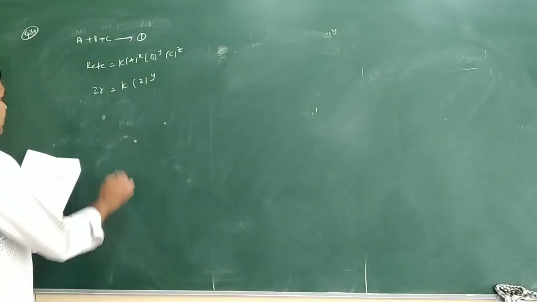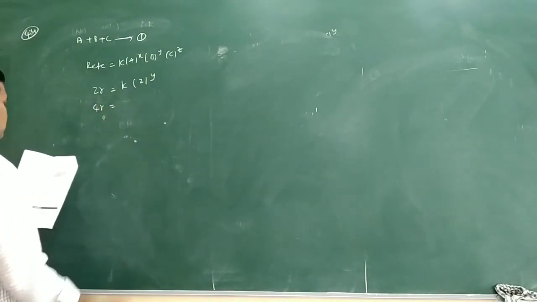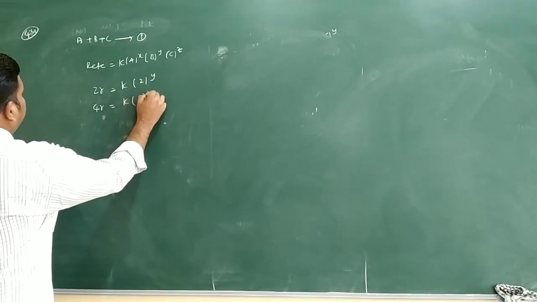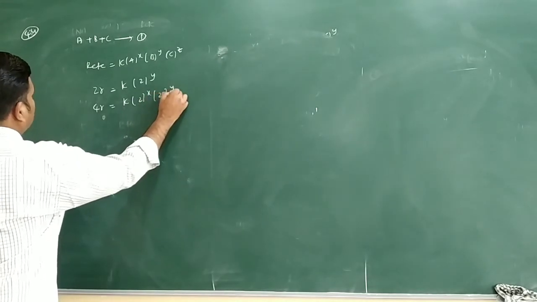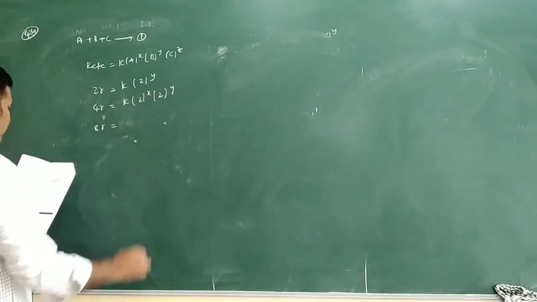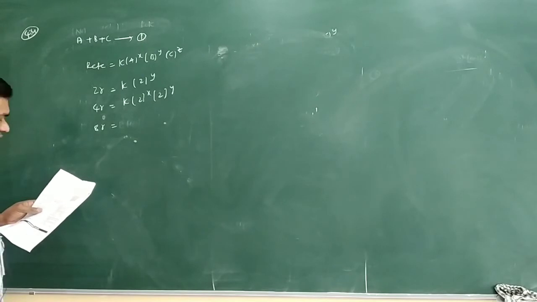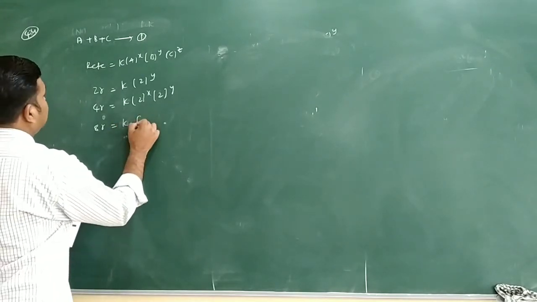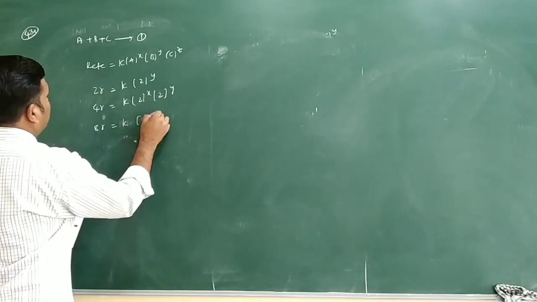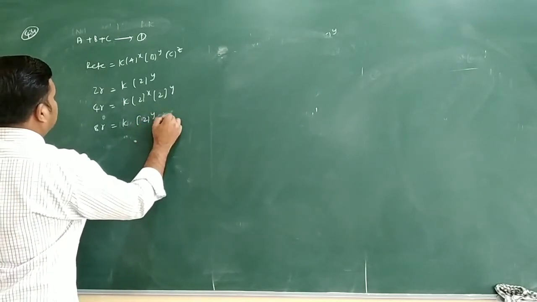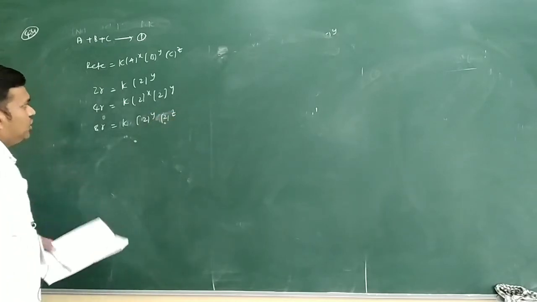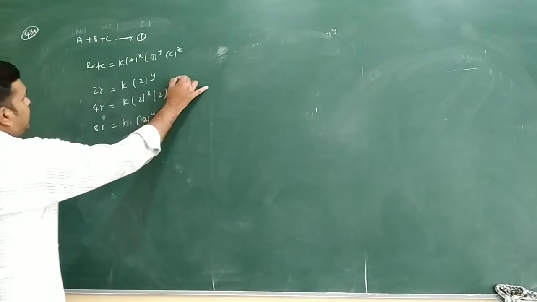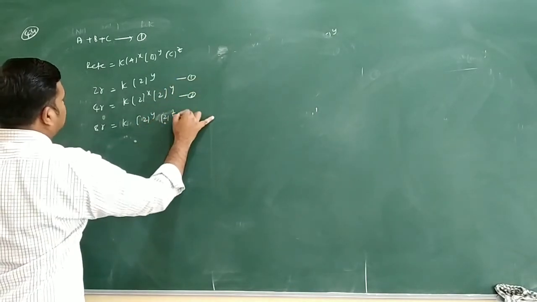Next, rate becomes 4 times when the concentration of A and B become 2 times. So A is 2 whole power x into 2 whole power y. Now rate becomes 8 times when the concentration of both B and C become double. So k is there, B becomes double, this is 2 power y, and C also becomes double, this is 2 power z. Now from this we will write the rate expression. I will label these 1, 2 and 3.